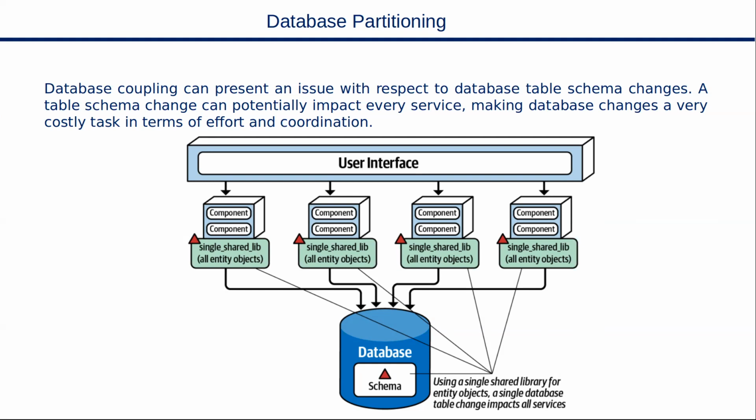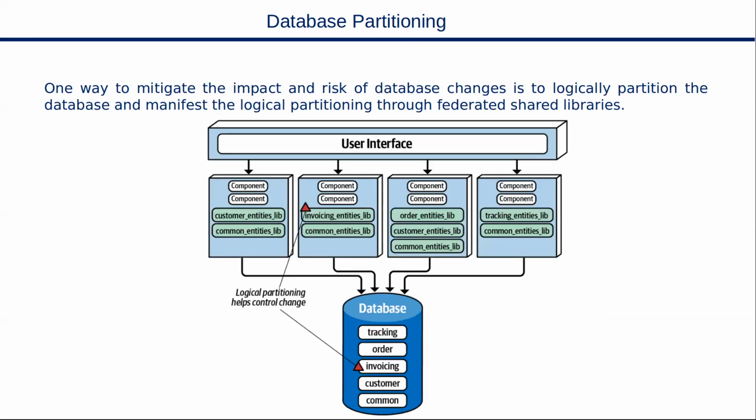So one way to solve this issue, this risk, is to logically partition the database, not physically, but logically. It means you'll still have one single database, but logically it will be divided inside. And you can notice here, for example, tracking, order, invoicing, customer, common. Some of them use, for example, the customer entities library, invoicing entity, order entity, tracking entity, but the common entities are used in several services.